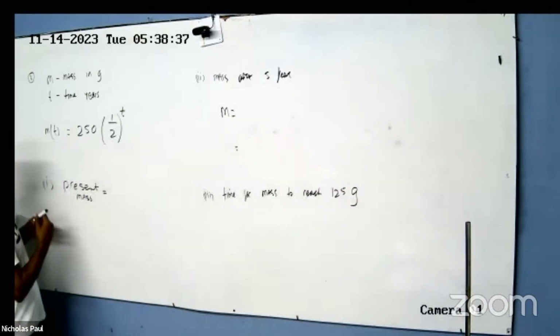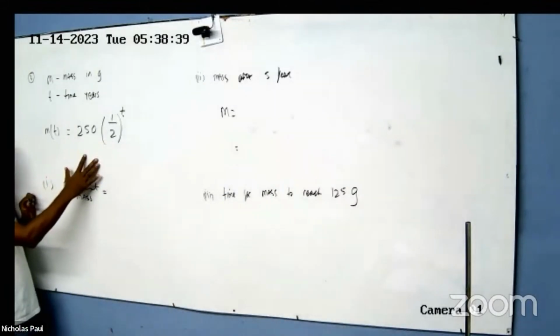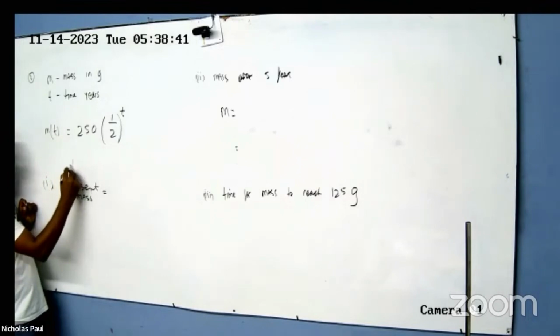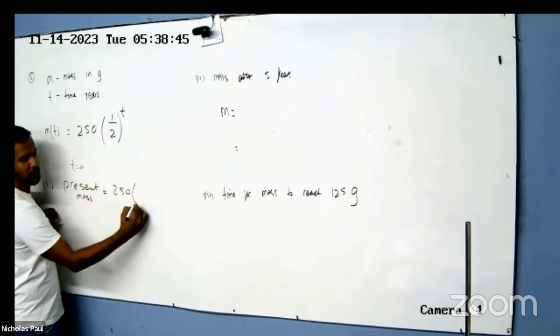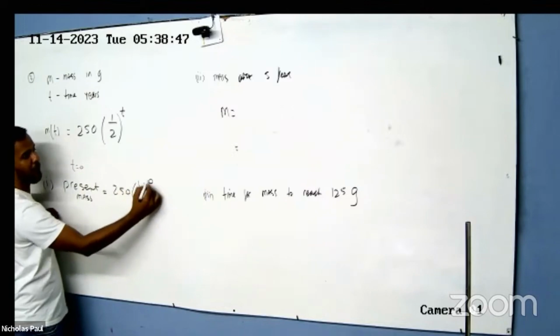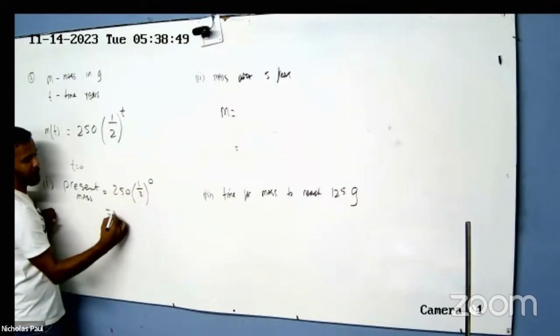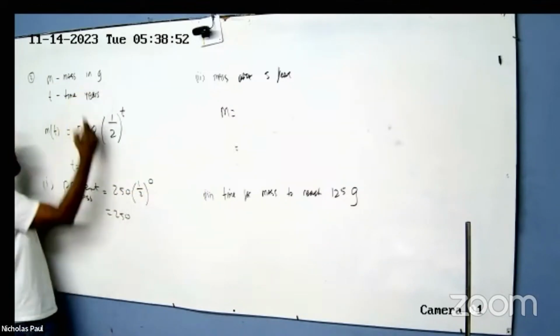Right. So this is the modeling question. Present mass means when T is 0. So you're plugging in T is 0 here: 250 by a half to the power 0, and anything to the power 0 is 1. So the answer is 250 grams.